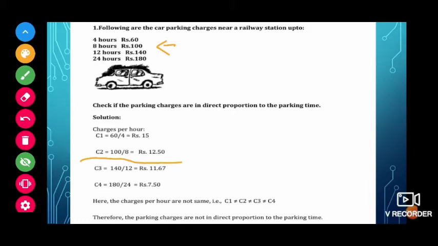If it is for 24 hours, 180 rupees. 180 by 24, we are getting 7 rupees 50. In each and every case, the cost per hour is changing, no? In the sugar example I showed you, whatever the situation you take, the sugar cost per kg is 36 only, however many kgs you take.